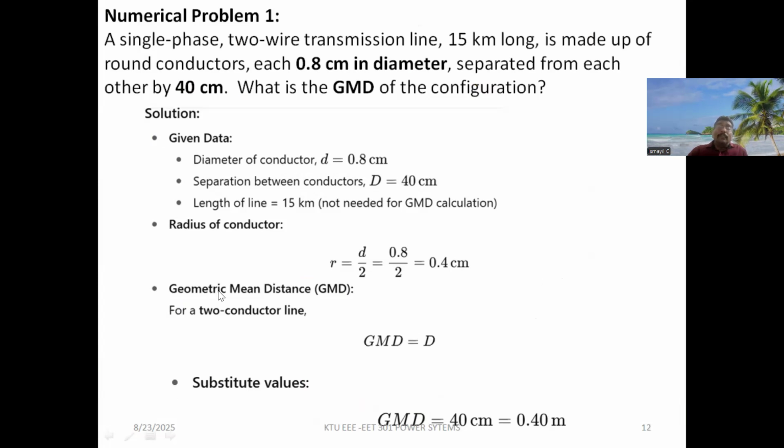Now we can calculate geometrical mean distance. We already understood that in a single phase case, it is the distance between the transmission lines. No calculation is required. So GMD is equal to D, which is equal to 40 centimeter or 0.4 meter.